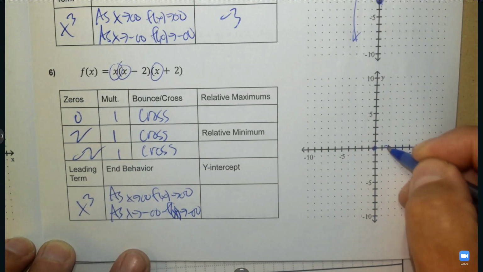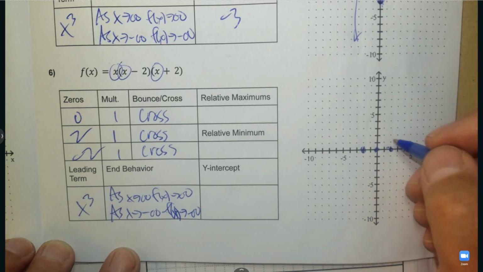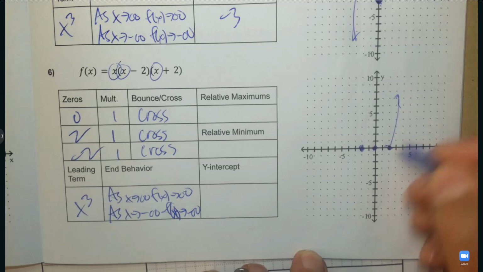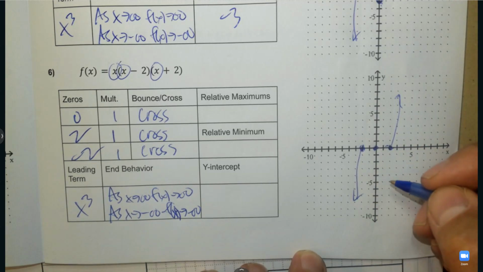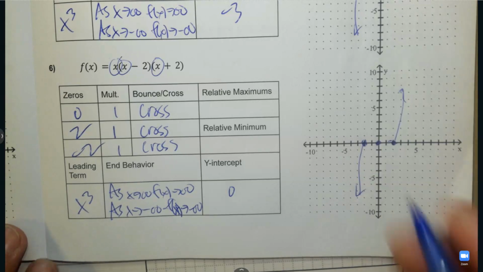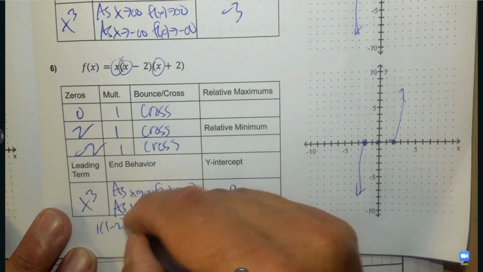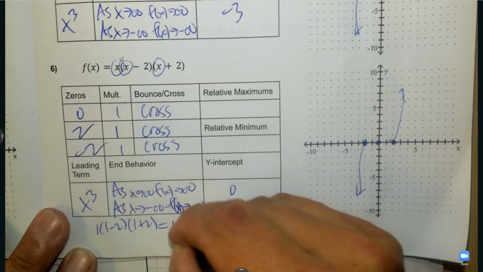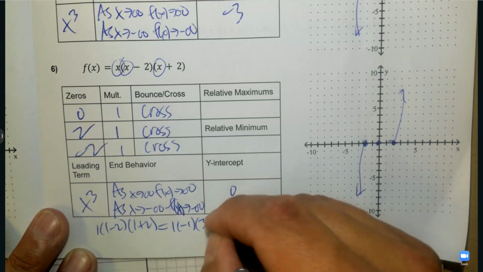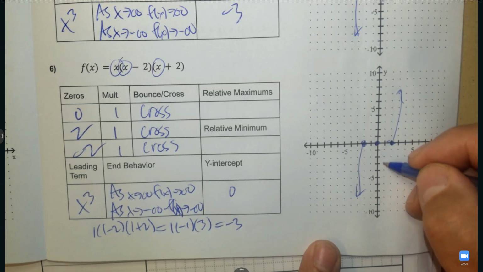Zero to negative 2. This goes up, this goes down. This is also 0. So what numbers do I need to plug in? So at positive 1, so it's 1, 1 take away 2, 1 plus 2. That gives me 1 times negative 1 times 3. So at 1, the answer is negative 3.